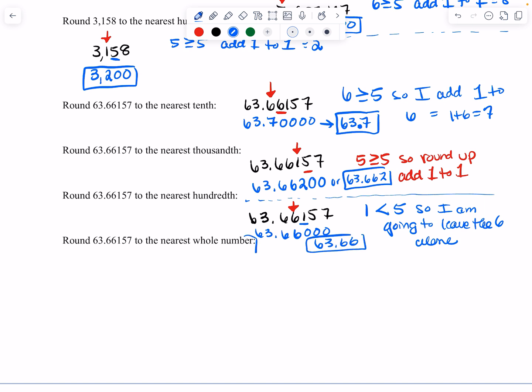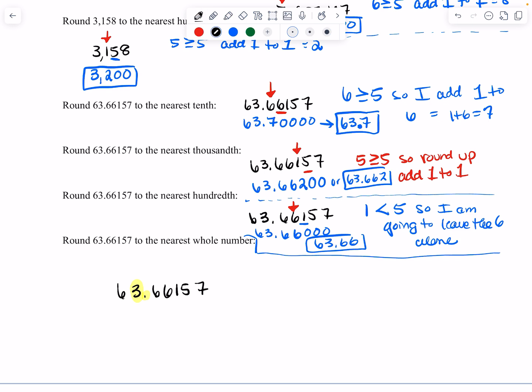And finally, kind of ran out of some room here, do that. I'm going to round 63.66157 to the nearest whole number. So again, I'm just going to write this up. When the directions say to round to the nearest whole number, they mean that you got to look at the value before the decimal. Okay? So before the decimal is a 3.